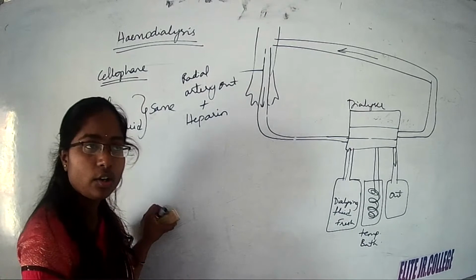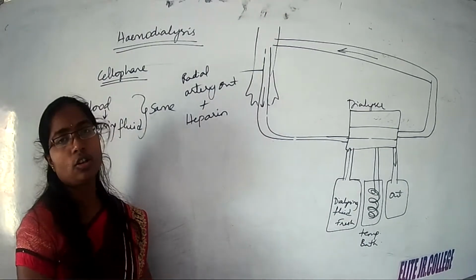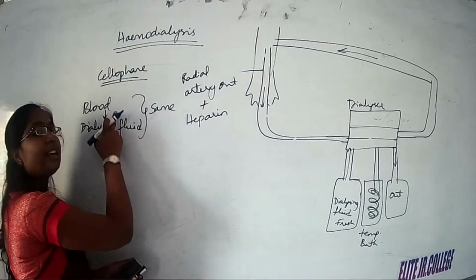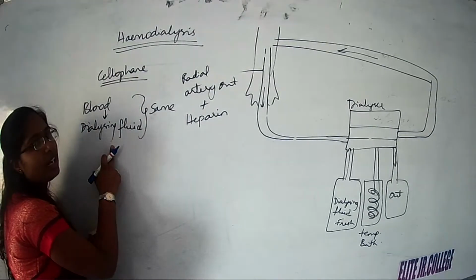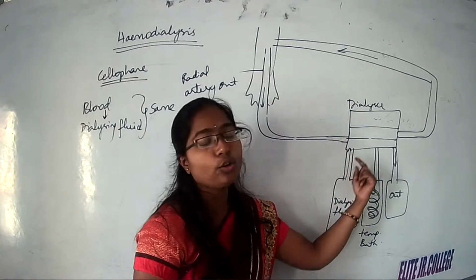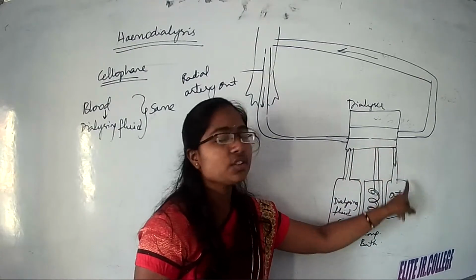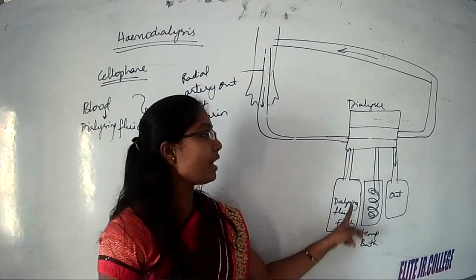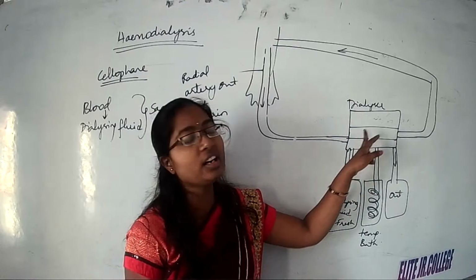This is very basic, that we all know. Any substance moves from a higher solute concentration to a lower solute concentration. In the same way, because the waste materials are present in the blood and not in the dialyzing fluid, they flow into the dialyzing fluid from the blood. Continuously, fresh dialyzing fluid flows into the dialyzer, and the used dialyzing fluid is drained out into a separate chamber.